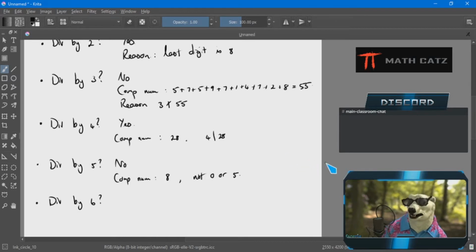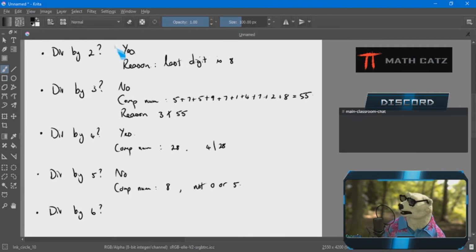Divisible by 6. I know that my test requires that it has to be divisible by both 2 and 3. And if I look up at the top, I see 2 was a yes, but 3 was a no. Therefore, 6 is a no. Reason: it's not divisible by 3. I need both.